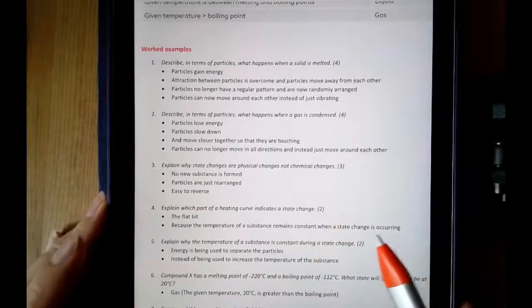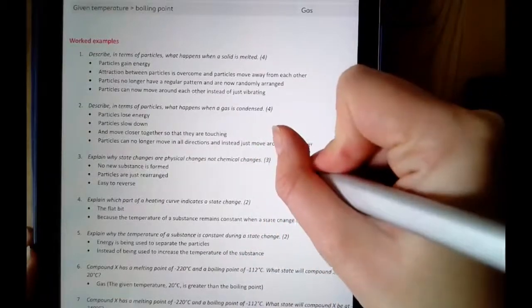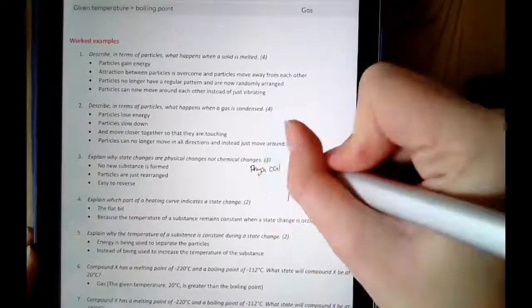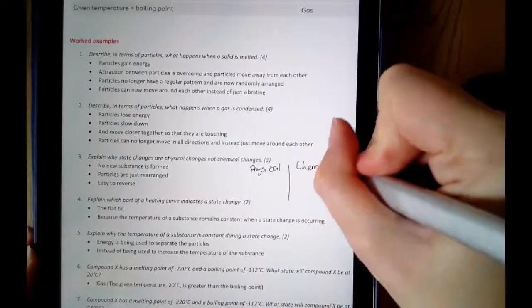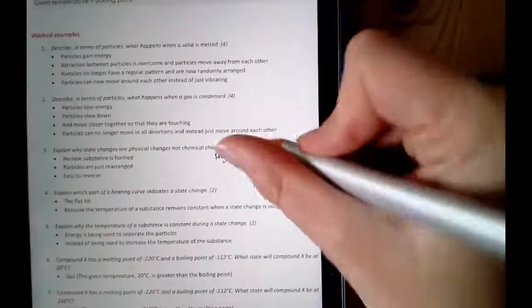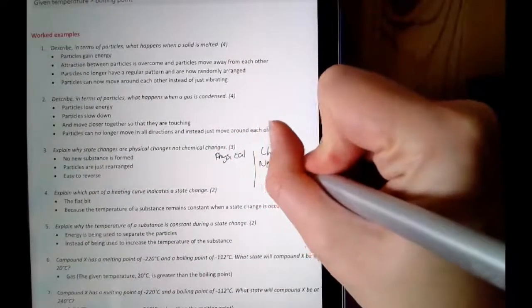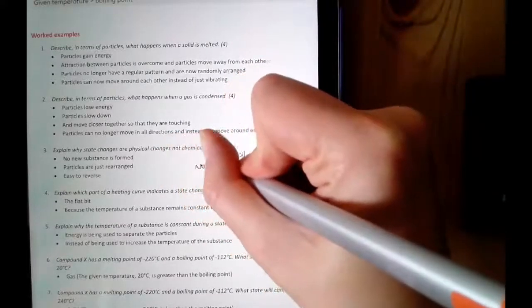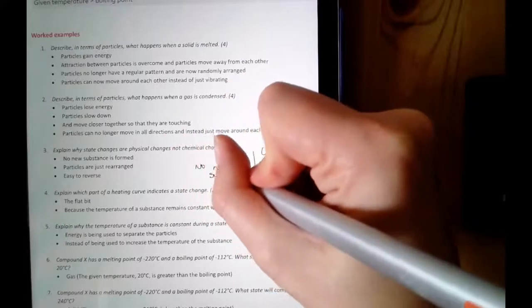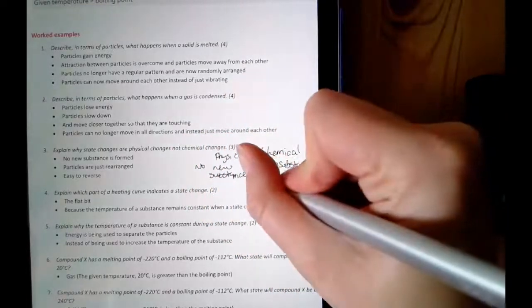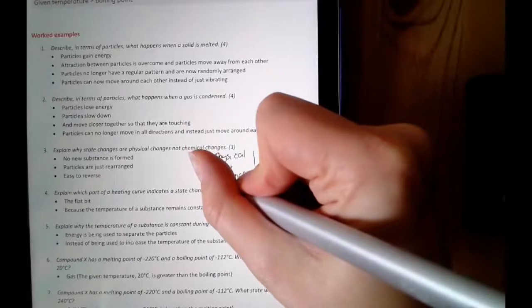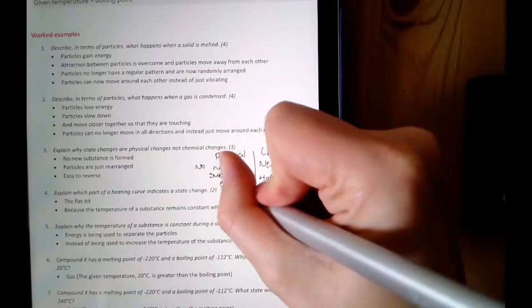Question 3, explain why state changes are physical changes and not chemical changes. And I'm just going to jot down here on the side the difference between a physical change and a chemical change. In a chemical change, when a chemical reaction takes place, you get a new substance. In a physical change, you get no new substance. Chemical changes, so chemical reactions, are hard to reverse. So it's hard to go back after a chemical reaction, but a physical change is easy to reverse.